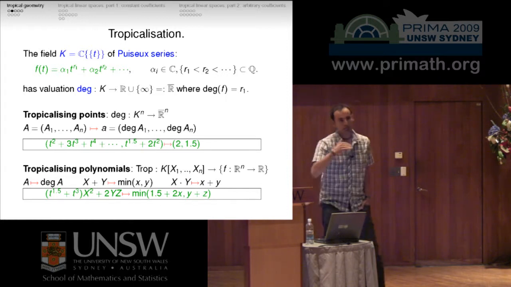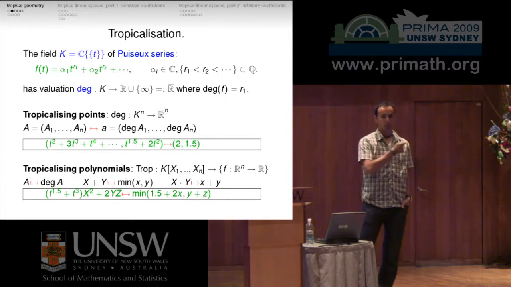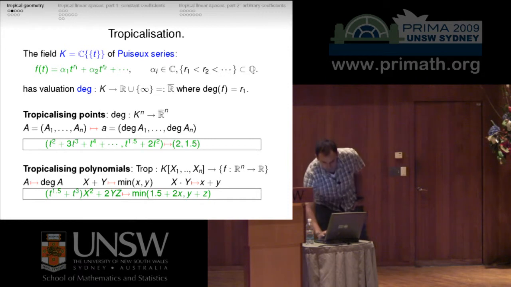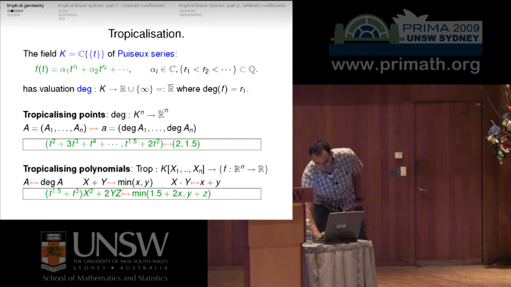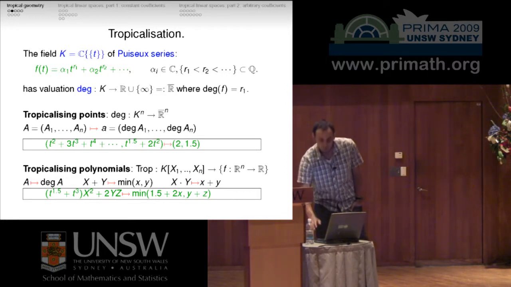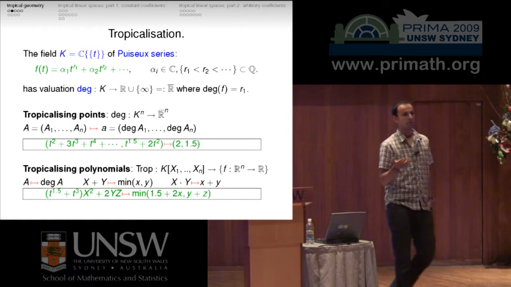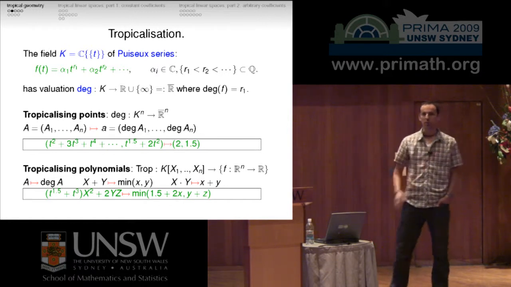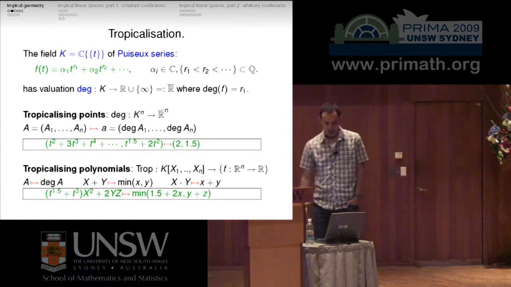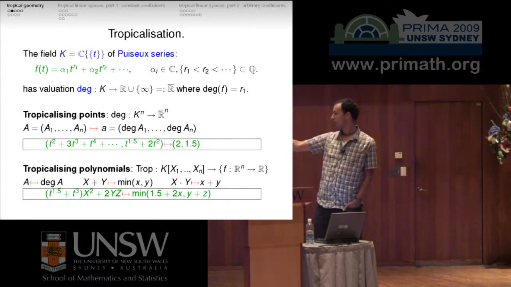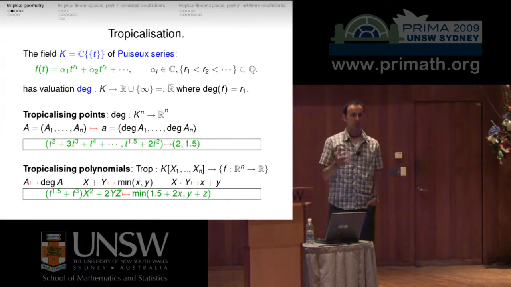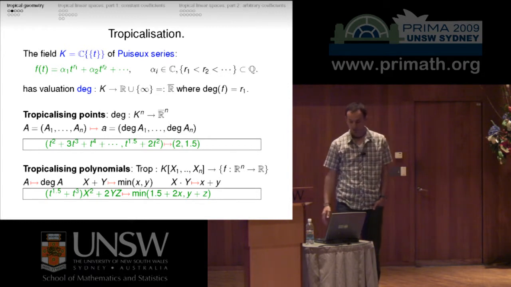Then x squared, it's x times x, so that gets mapped to x plus x. And so that's how I get this 1.5 plus 2x. And then this plus right here becomes the minimum. And then the 2yz becomes, the 2 has valuation 0, so it disappears, and then yz becomes y plus z. So that's how I go from a classical polynomial to a tropical polynomial, which is just some piecewise linear function like this one.